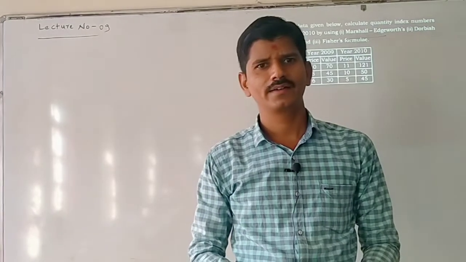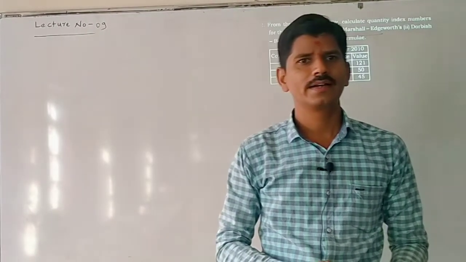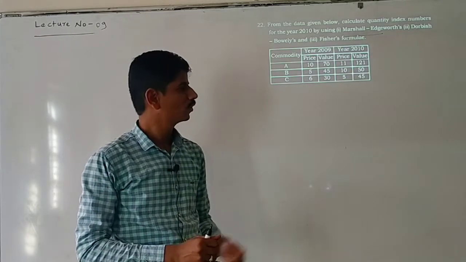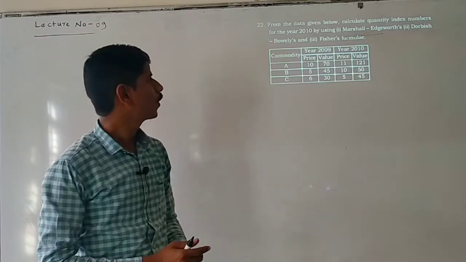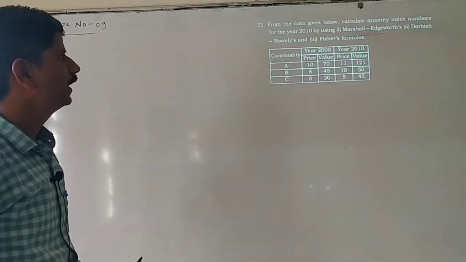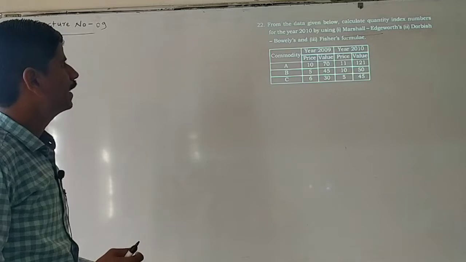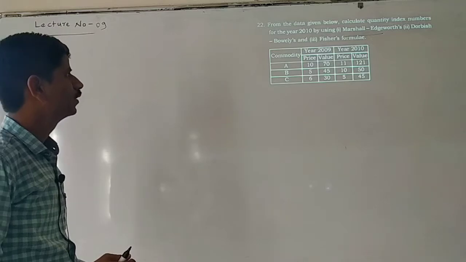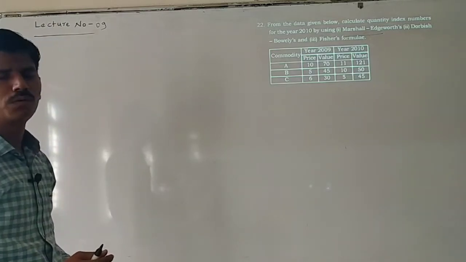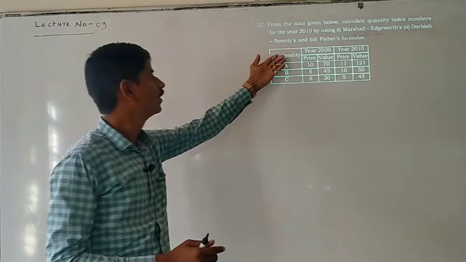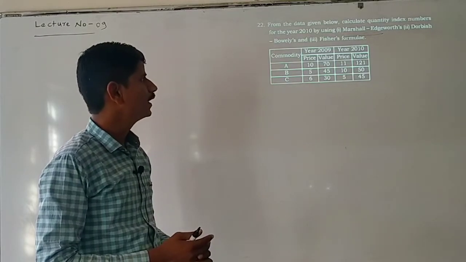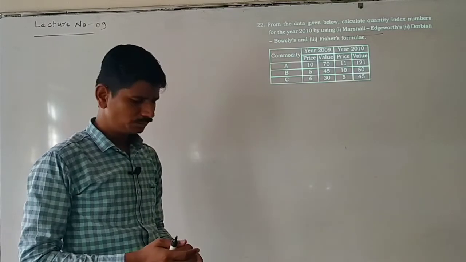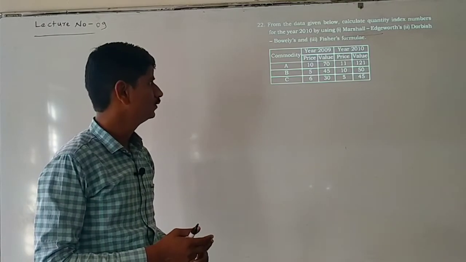Today in this class we shall continue the remaining problems based on quantity index number and value index number. Here is problem number 22. From the data given below, calculate quantity index numbers for the base year 2010 by using Marshall-Edgeworth, Drobisch, Bowley and Fisher's formula. Here they are given commodities, year 2009 and year 2010 with respect to price and values. Here 2009 is the base year and 2010 is the current year.